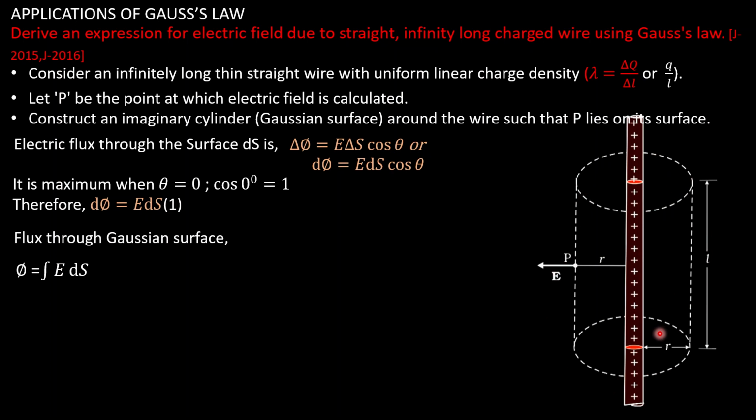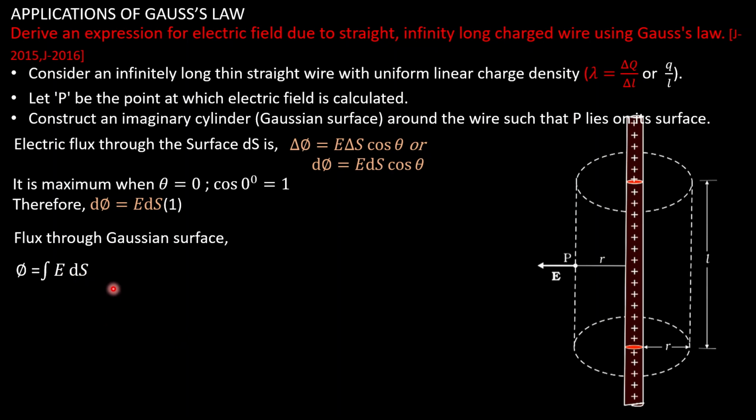Okay, so for that what we do, we will integrate it. If we integrate d psi, we get psi. If we integrate a small flux, we get a total flux. And on the right hand side of the equation, we'll keep it as it is, the integral of E ds. So this equation we get as flux is equal to the integral of E ds.